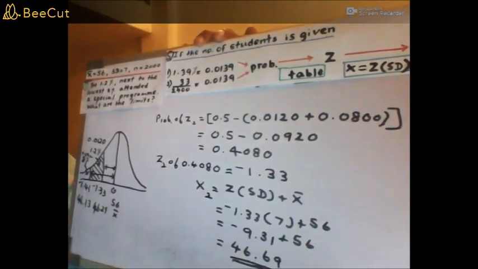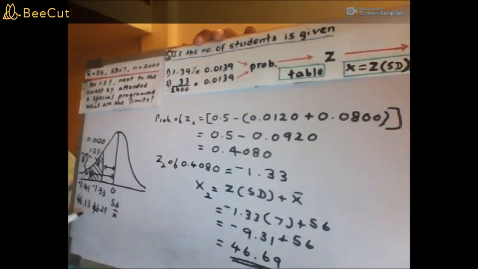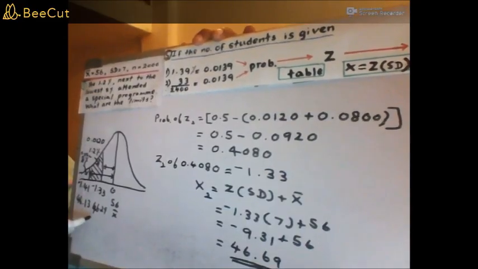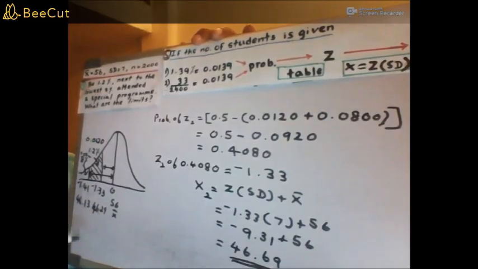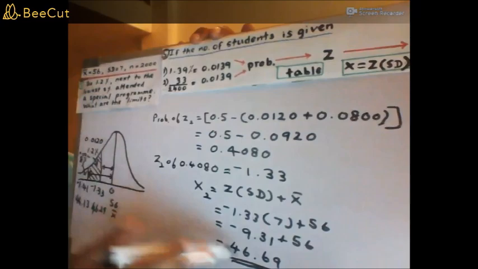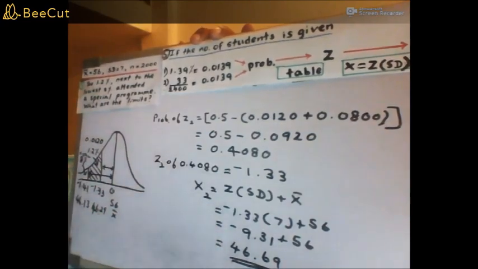So the answer for this one, the limits of the special program, those who scored marks between 46.13 and 46.69. Right, those are the limits.